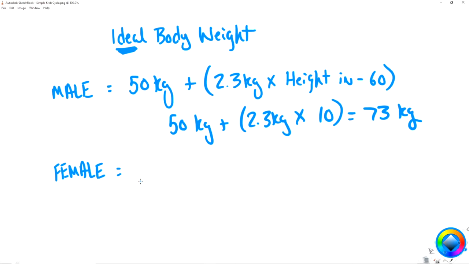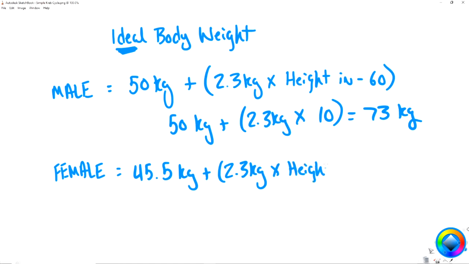So if I was a female, my equation would read slightly different, okay? It would read 45.5 kilograms, plus 2.3 kilos times the height in inches minus 60 inches. Okay, it's exactly the same as the male equation on the second half, except for the 45.5 kilos instead of the 50 kilograms under the male. Okay, so this is how you are going to figure out the ideal body weight every single time to figure out what the tidal volume is going to be on your patient.